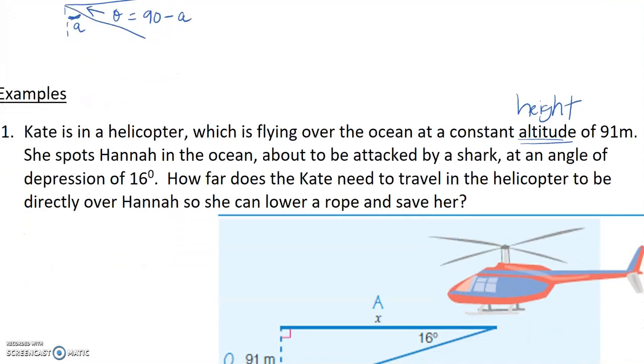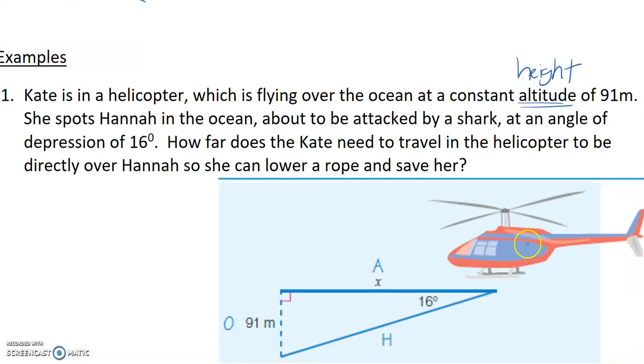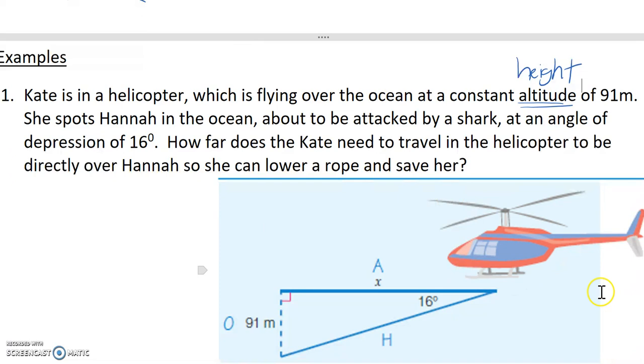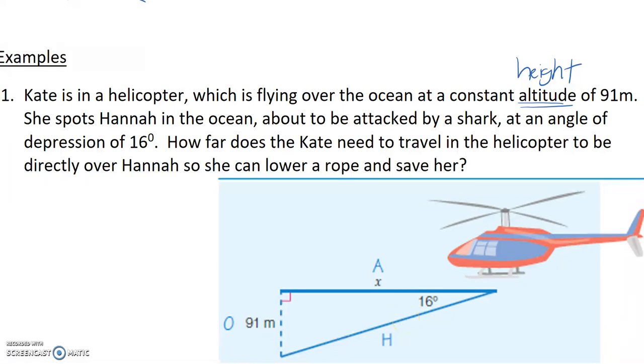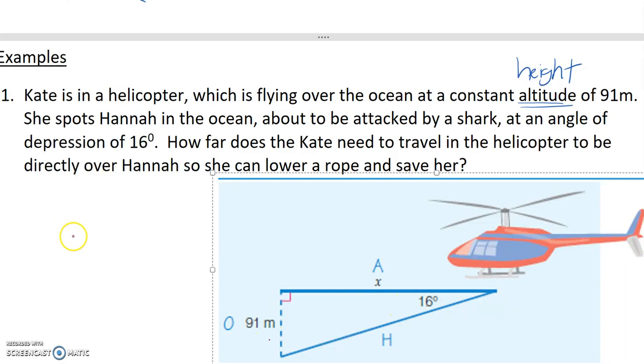For this one, our diagram is basically given. Kate is over there in a helicopter, and the altitude or the height is 91, which is given by this side. The angle of depression that she can see is 16 degrees, which is that one. The triangle is made for us. As we always do, we first identify the opposite, adjacent and hypotenuse. That is the opposite side in relation to 16. Let's write them down.